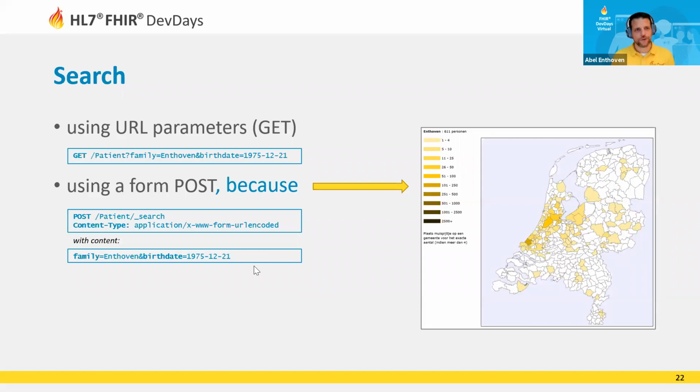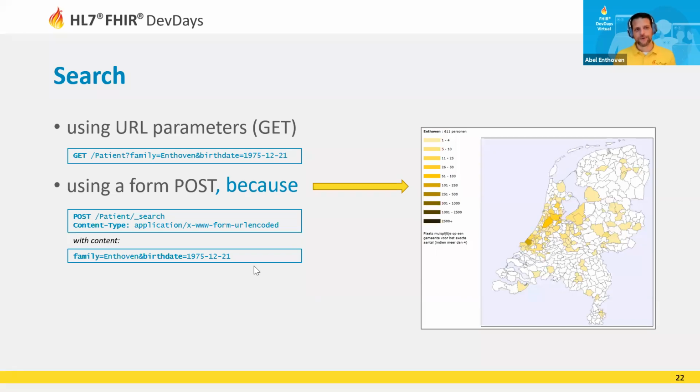So how would you do a search? Well, you do a GET on, in this case, a patient, and you use the question mark to specify the parameters. In this case, I have used family Enthoven, that's my family name, and birth date, that's my birth date.